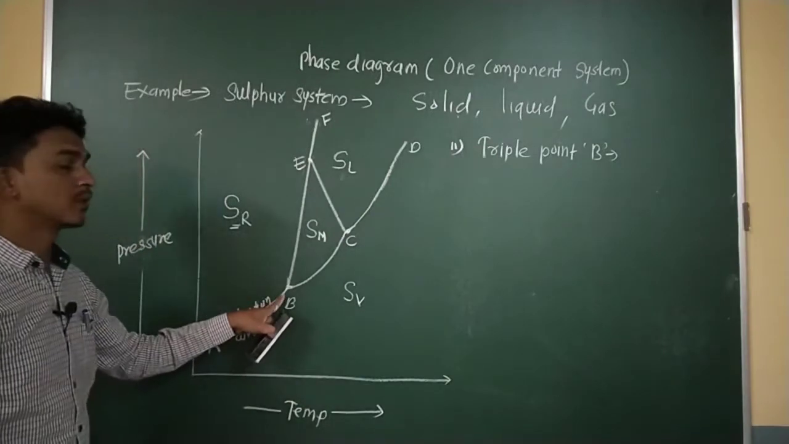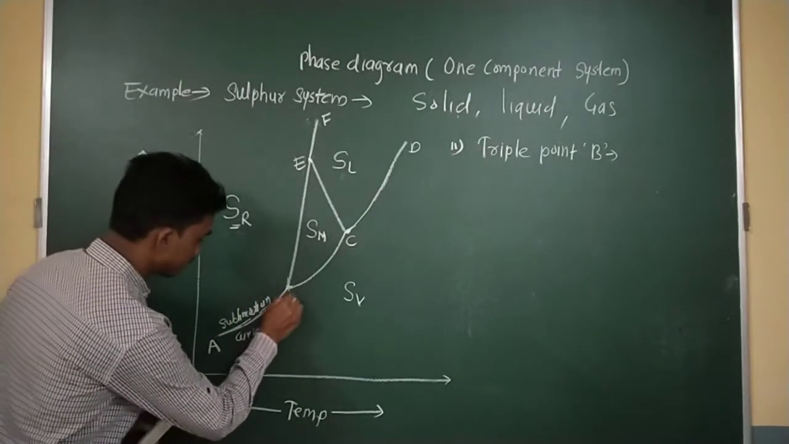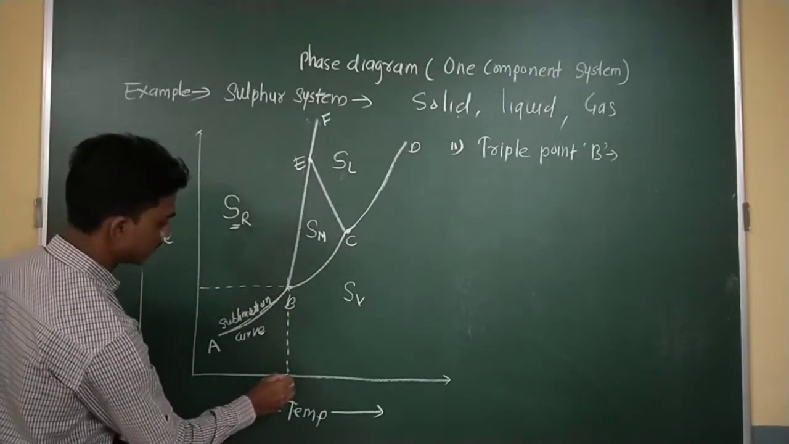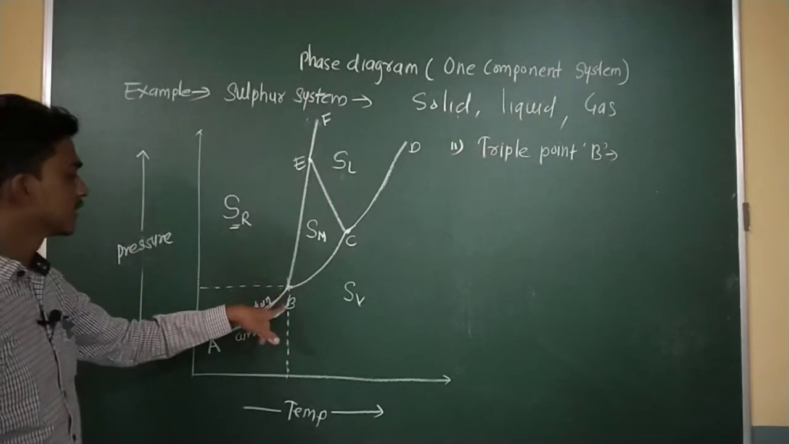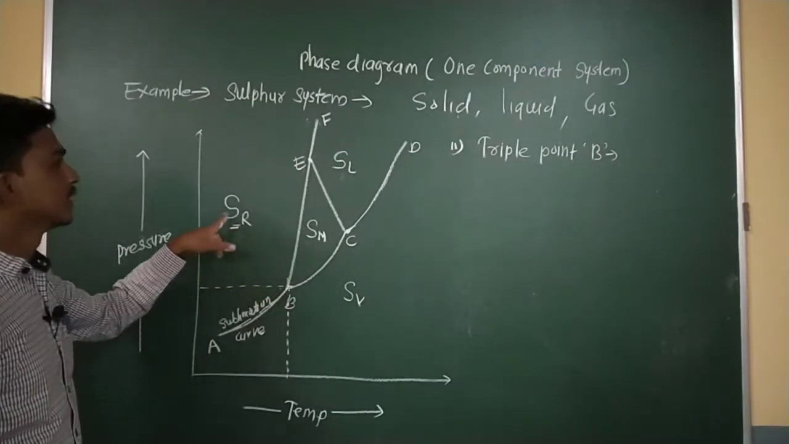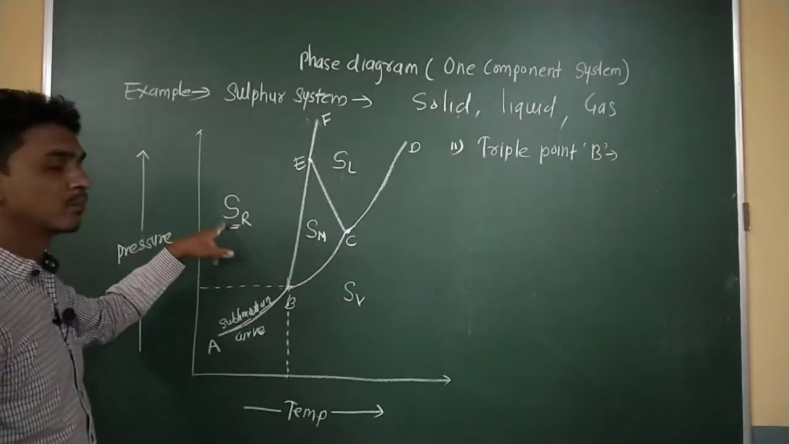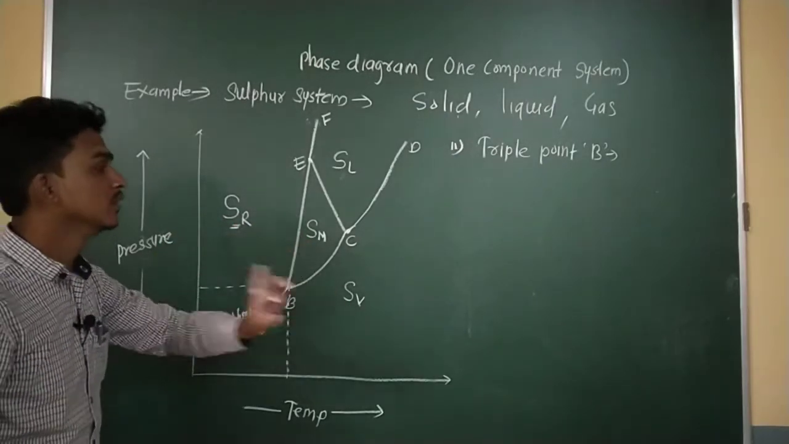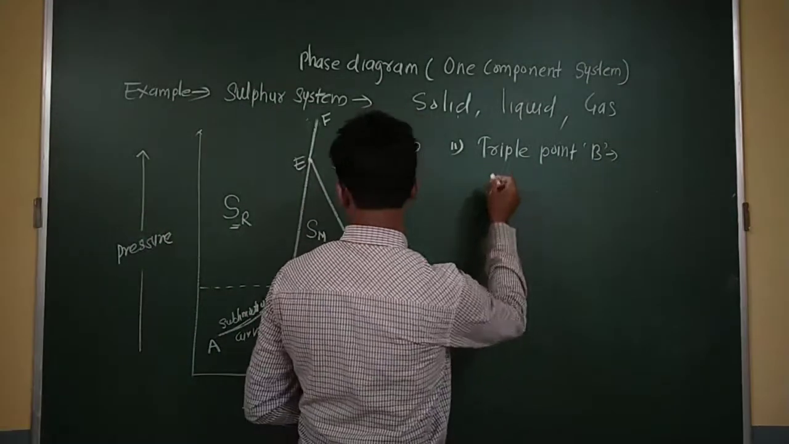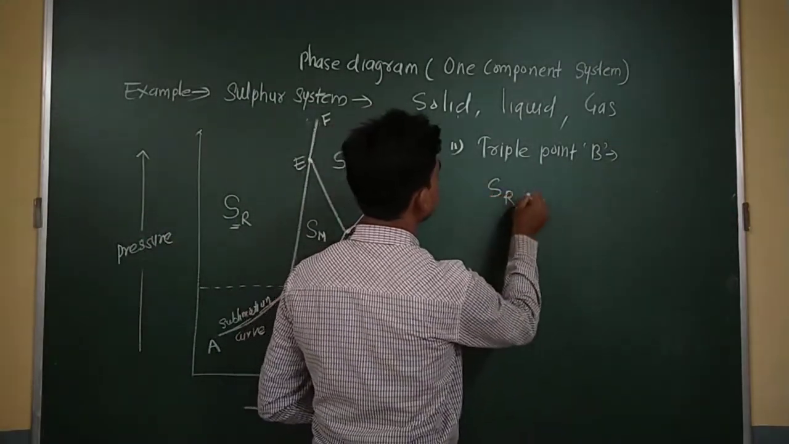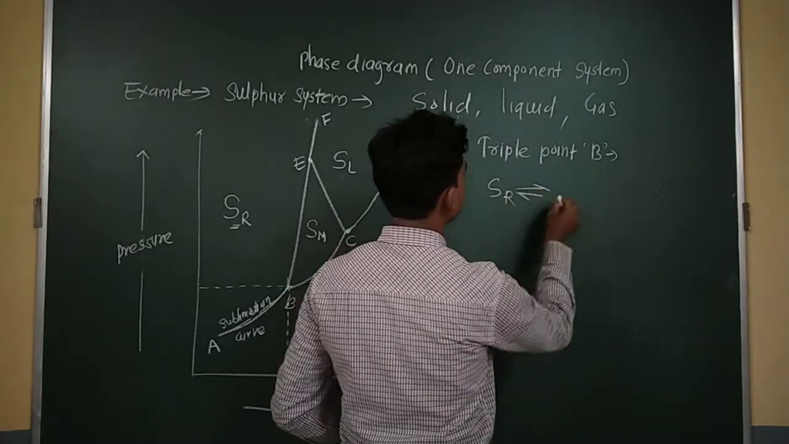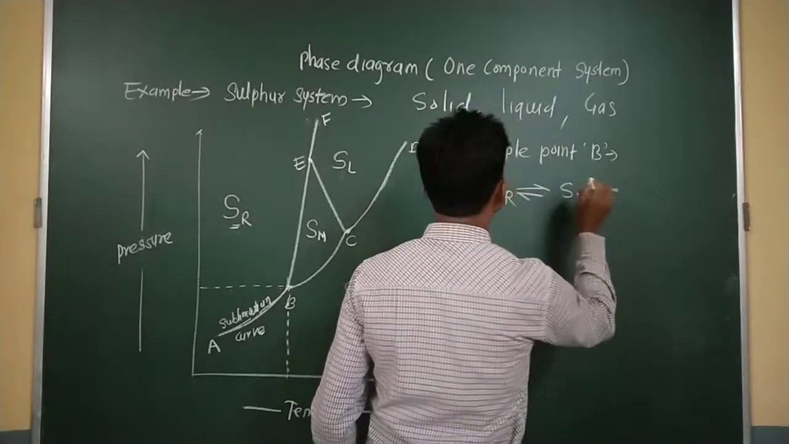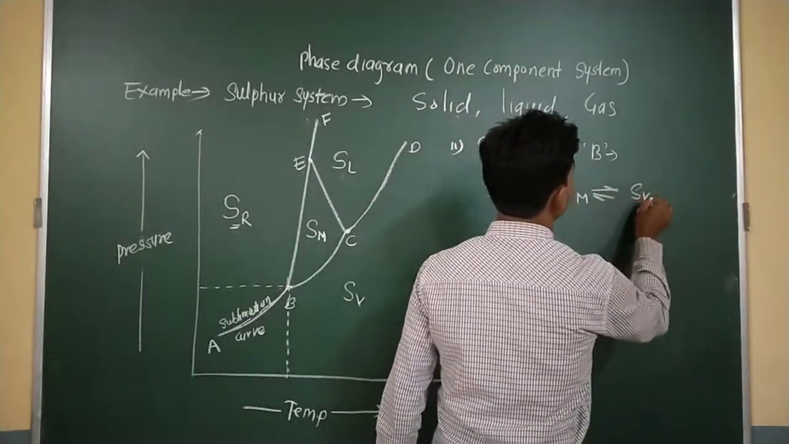What indicates this triple point? At this temperature and this pressure, what will it indicate? This point B indicates an equilibrium in which sulfur in rhombic form is in equilibrium with sulfur in monoclinic form and sulfur in vapor form. How can we write that? Sulfur in rhombic form is in equilibrium with sulfur in monoclinic form, which is in equilibrium with sulfur in vapor form.